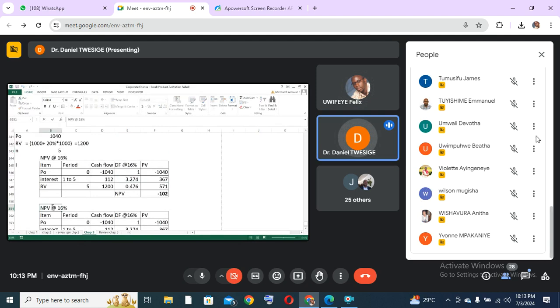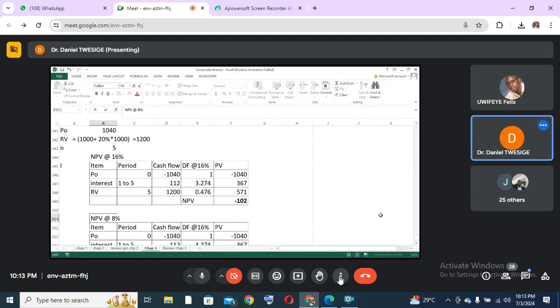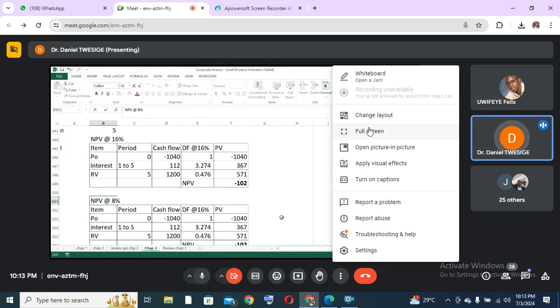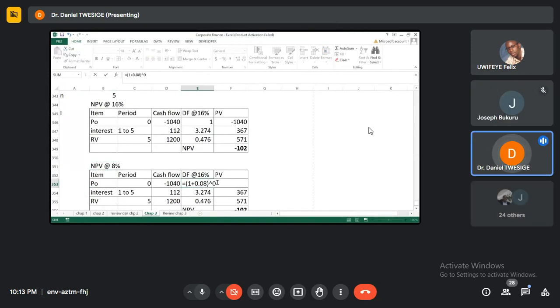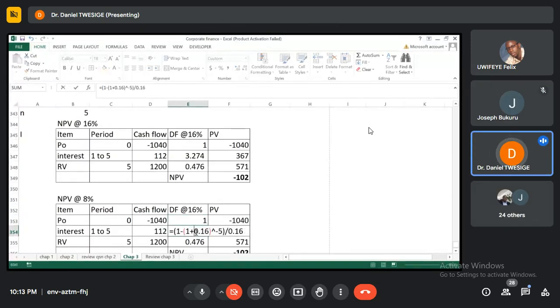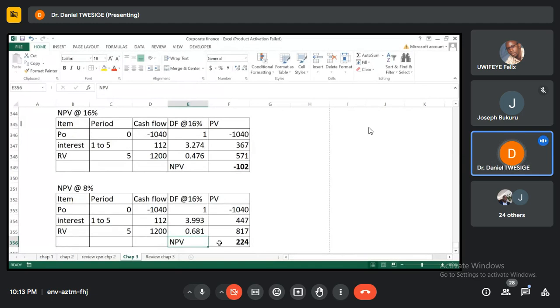So we are going to reduce this one to 8% probably. If I make that one 8%, this one will be 0.08, and this 0.08. So we have the NPV at both a positive and a negative.